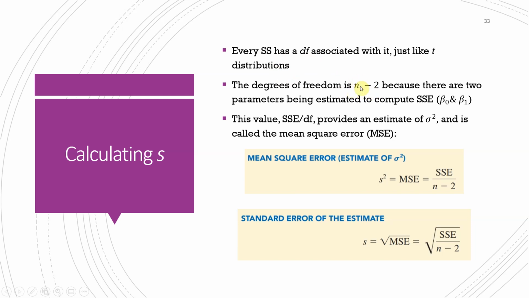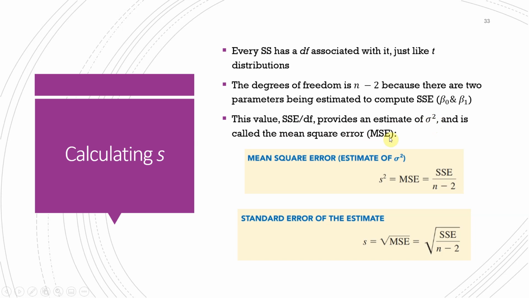So it's n, our sample size, but it's 2 because there's two parameters we're trying to estimate. What are they? The slope and the y-intercept. So the sum of squared error divided by the degrees of freedom does provide an estimate of sigma squared, which is what we need, because if we have an estimate of this, we'll get s squared, and then if we take the square root of it, we'll have s, which is what we need.